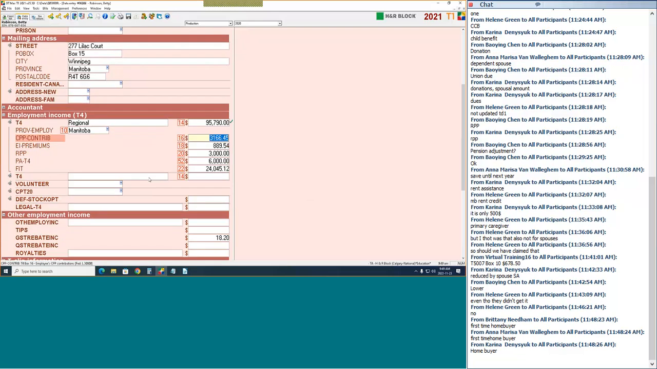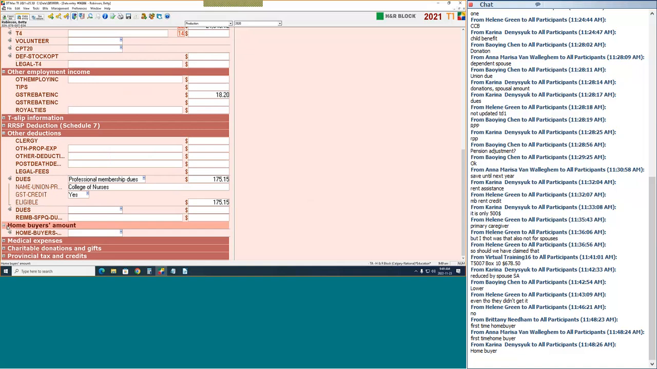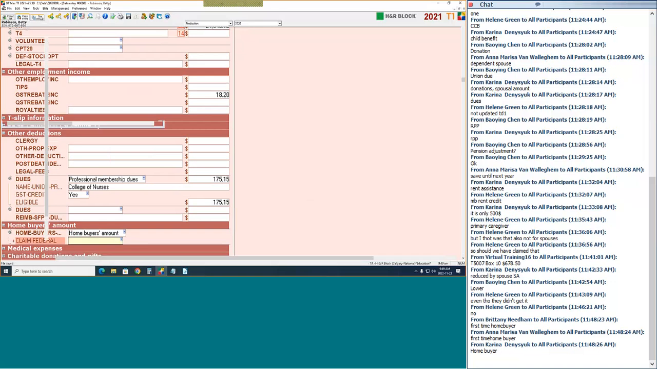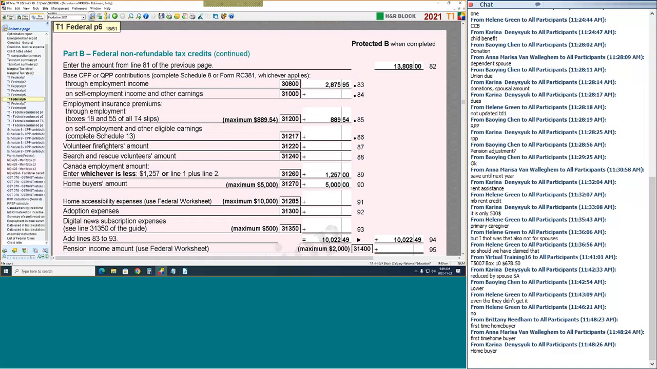It does happen, but I don't do it all the time, so I like to use a Smart Start for this one. You're going to find home buyer's amount, and very simply, you're just going to say home buyer's amount, and then go to the tax return and see what it did. So if I do that, and I go to my tax return, there it is. Don't have to do anything else.